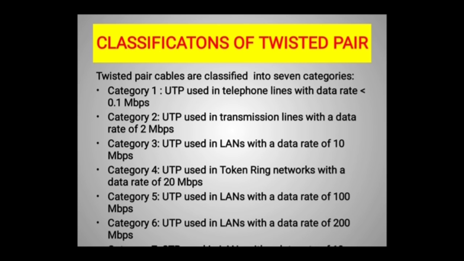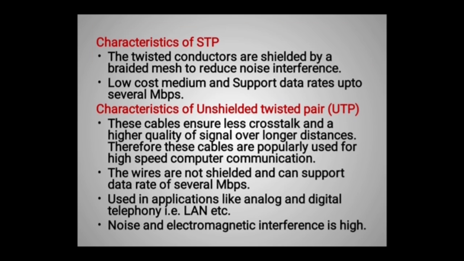Then here are some classifications of the twisted pair cable. Category 1 is used in telephone lines. Category 2 is used for more data transmission, 2 Mbps. Category 3 is used in LANs with a data rate of 10 Mbps. And then token ring networks with 20 Mbps, then 100 Mbps, and then 200 Mbps.